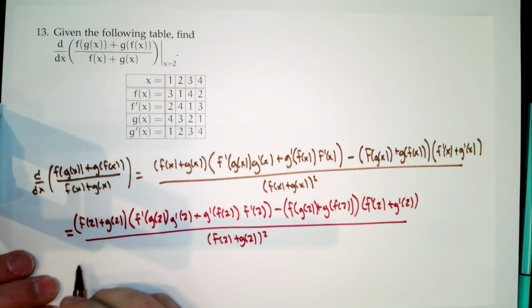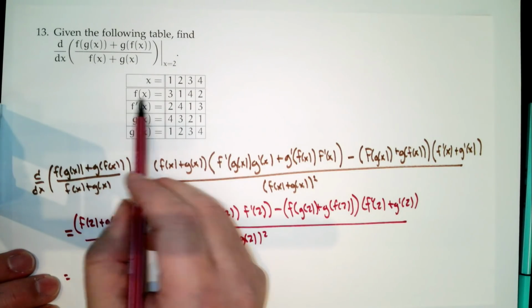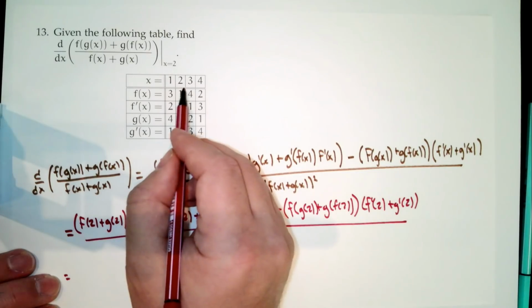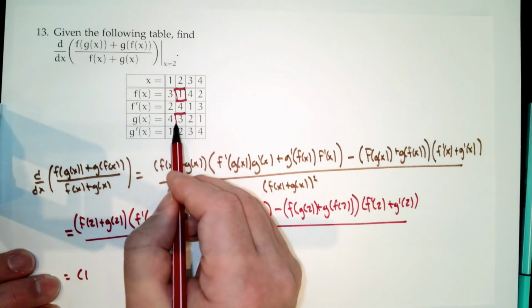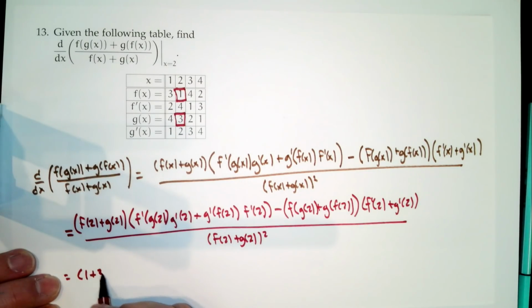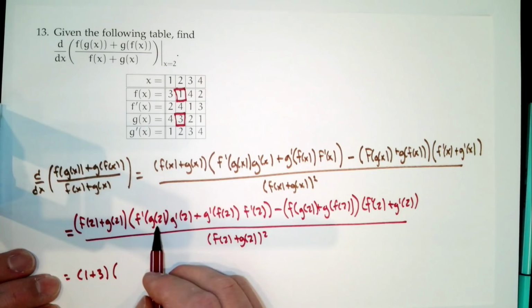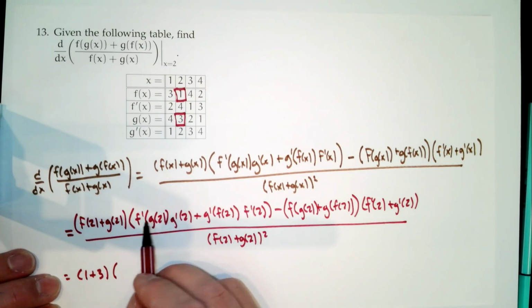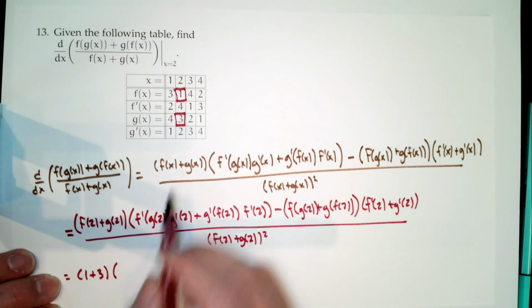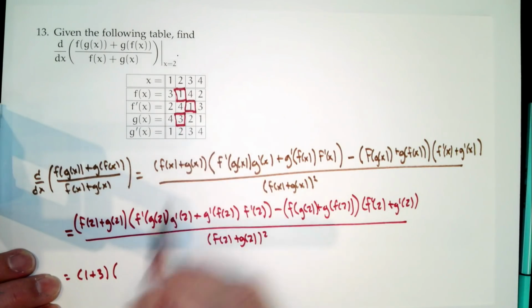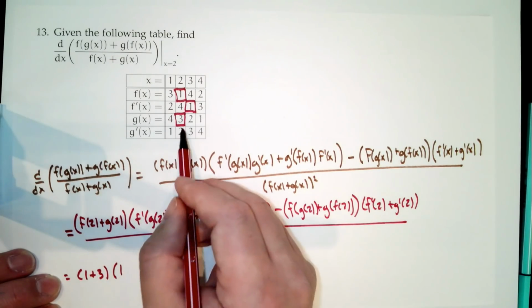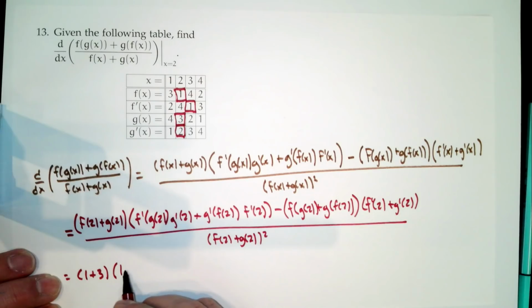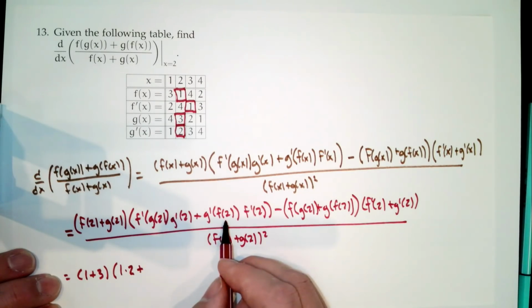Okay, f of 2 is 1. Okay, so we've used this entry. F of 2 is 1. G of 2, 3. 1 plus 3. Now, for the next one, g of 2, we've said is 3. What is f prime of 3? It's 1, because I can read it here. So that's 1 times g prime of 2. G prime of 2 is 2. Plus f of 2, we said was 1.